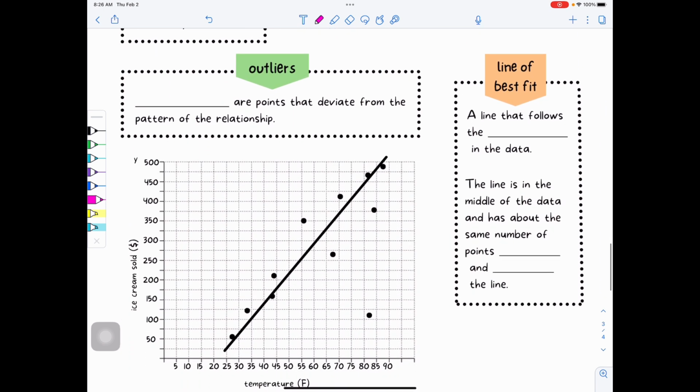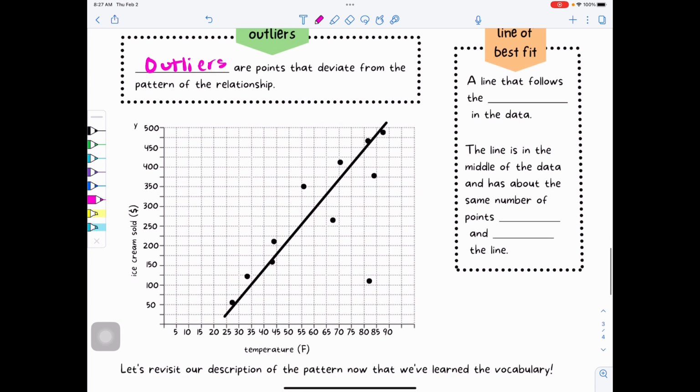So outliers, we're going to fill in here, are points that deviate from the pattern of the relationship. So if we go back and look at our scatter plot with ice cream sold and temperature, you can see we've added in a line. So we're going to talk about that at the same time. This is line of best fit, and it's a line that follows the trend in the data. So since we knew it was an overall positive trend as X increases, Y increases, a line of best fit has been drawn on the scatter plot to show the general trend of the data.